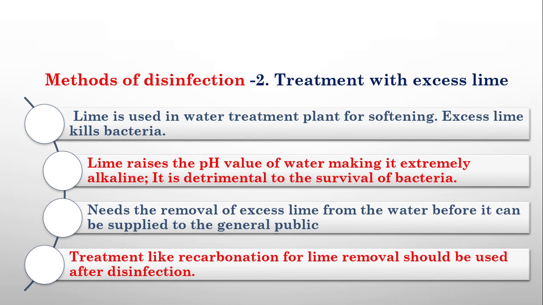The second method is treatment with excess lime. Lime is generally used for water softening, because when hard water is there, we can use lime to soften the water. But when we are using excess lime, what will happen? Lime is actually alkali. So when we are adding more and more lime, the alkalinity of water is increased.